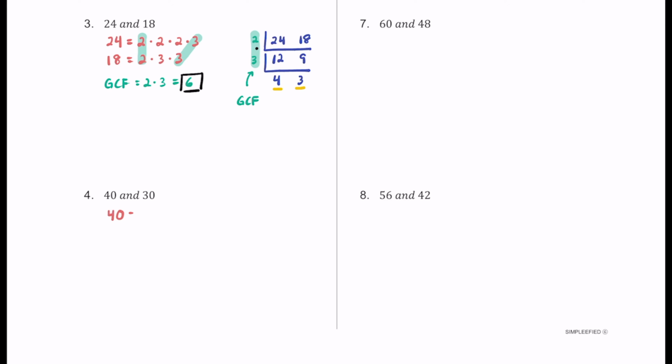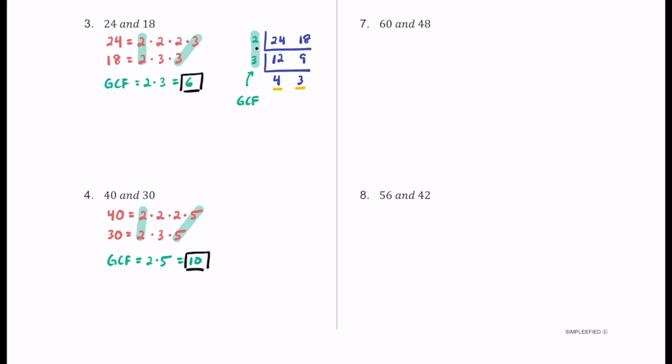So 40, let's see, it can break into 2 times 20. 20 can break into 2 times 10. 10 can break into 2 times 5. So that's the prime factorization for 40. And for 30, let's see, we have 2 times 15, and 15 breaks into 3 times 5. So these would be the prime factorizations. They have a 2 in common, and they also have a 5 in common. So if we multiply those common prime factors, 2 times 5, that's going to equal 10, which is the GCF for 40 and 30.